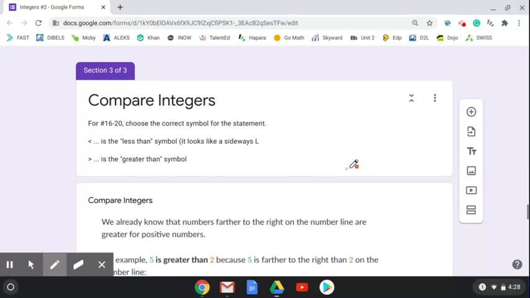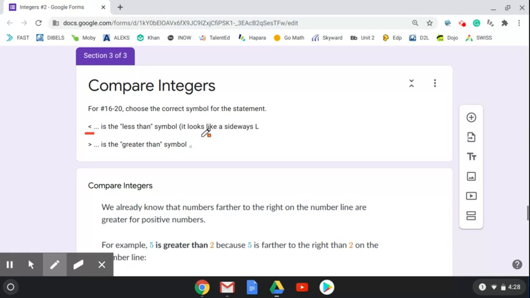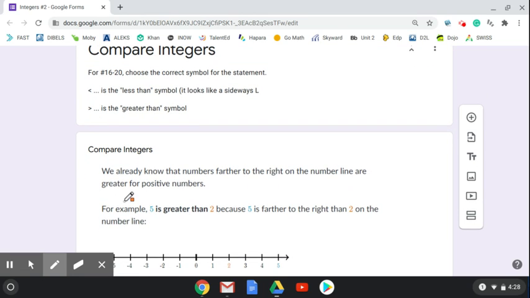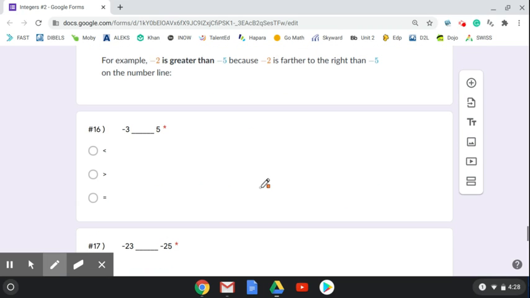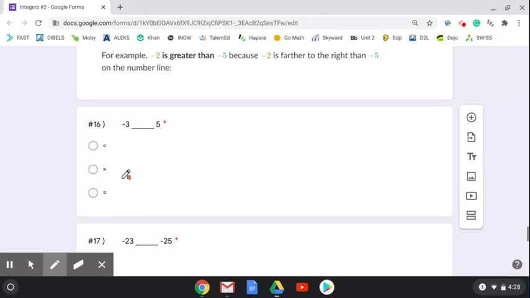Here, numbers 16 through 20, we're going to compare integers using an inequality symbol. So this symbol right here, that is the less than symbol. It kind of looks like a sideways L. Facing the other way, this is the greater than symbol. And so when we compare integers, be sure you read this note. That's important as well. So here, number 16, we're comparing negative 3 and 5. So which one's bigger? Which one is further to the right on the number line? Well, 5 would be, right? And so we would say negative 3 is less than 5.